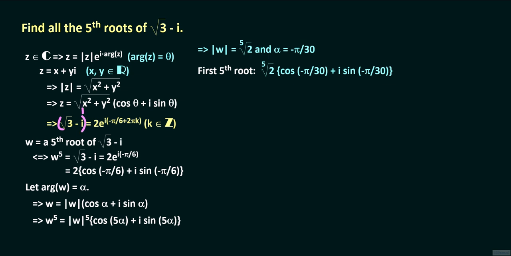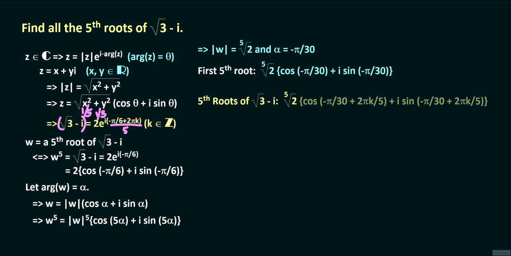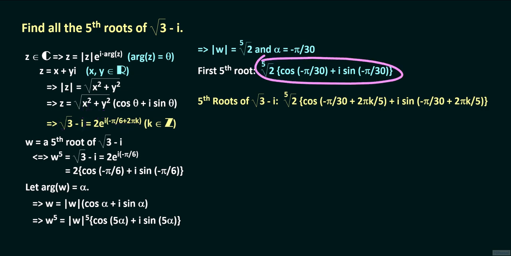And now we apply the fifth root to square root of 3 minus i, so that every fifth root of square root of 3 minus i can be written in the form the fifth root of 2 times the quantity cosine of minus pi over 30 plus 2 pi k over 5 plus i times sine of minus pi over 30 plus 2 pi k over 5. Since we are looking for 5 fifth roots, we need 5 consecutive values of k. The first fifth root that we found corresponds to k equals 0.